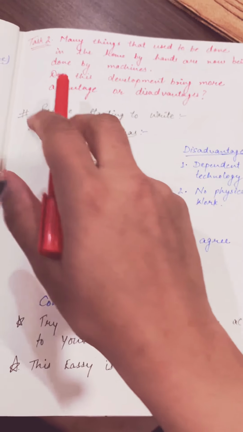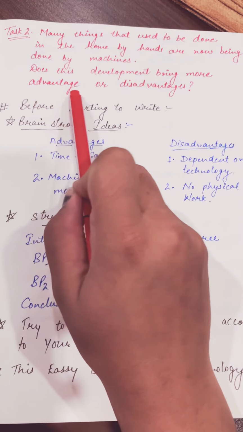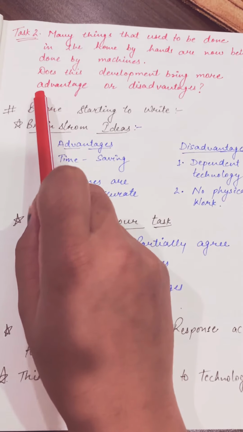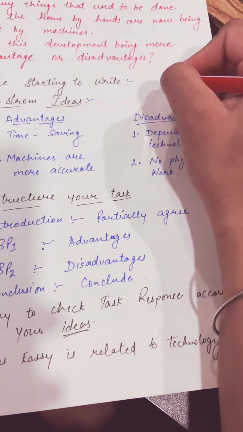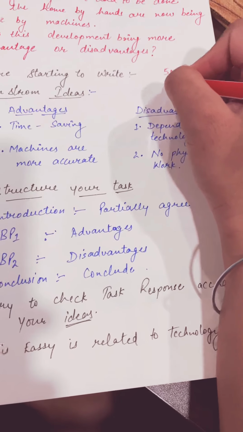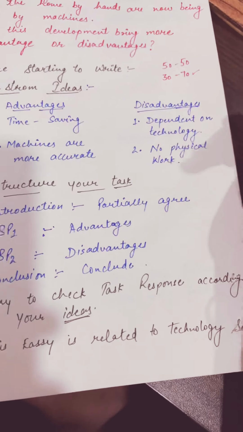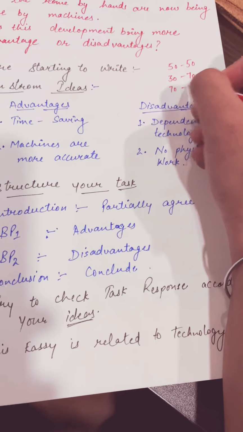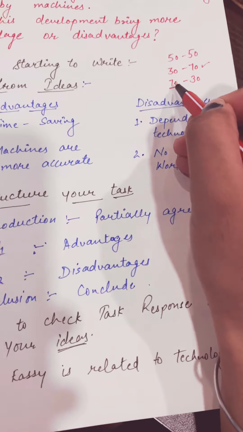In today's video, I'm gonna discuss task 2, and I have an essay that says advantages and disadvantages. So in advantages and disadvantages, we can go either 50-50, that is partially agree or partially disagree, or we can go 30-70, that is partially disagree or the disadvantages you can say. Or we can go 70 to 30%. It means we are going towards the advantages, and 30% means we believe that it has very less disadvantages.